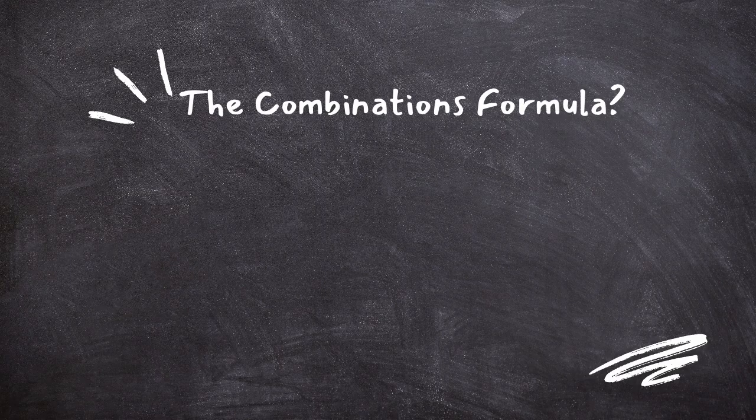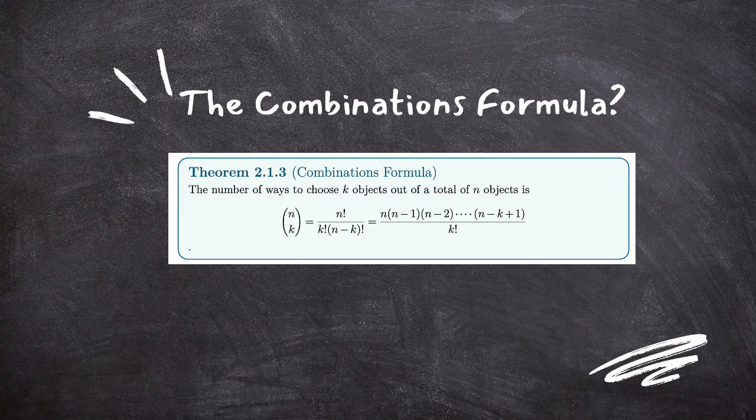Okay, so move on to the combination formula. You can see the number of ways to choose k objects out of a total of n objects is the formula I put on the screen. So we have to remember it because it's very important, and it is the key to applying this formula to solve the example exercises.